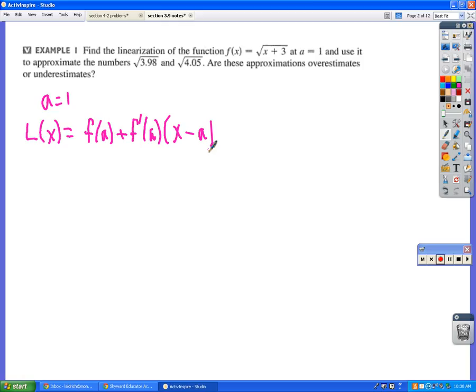Sure, man. No, oh, the linearization formula? You could put this maybe in your notebook, sure.